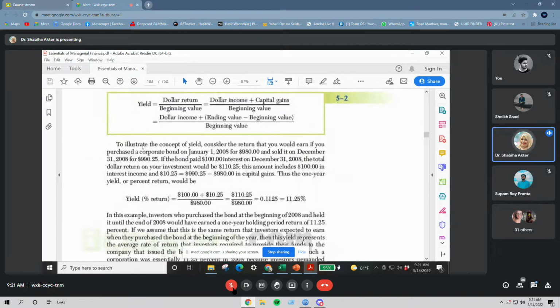To illustrate the concept of yield, consider the return that you would earn if you purchase a corporate bond. Corporate bond means, is it equity or debt securities? Guys, can you hear me? Is a corporate bond equity or debt securities? Debt securities. Absolutely correct.